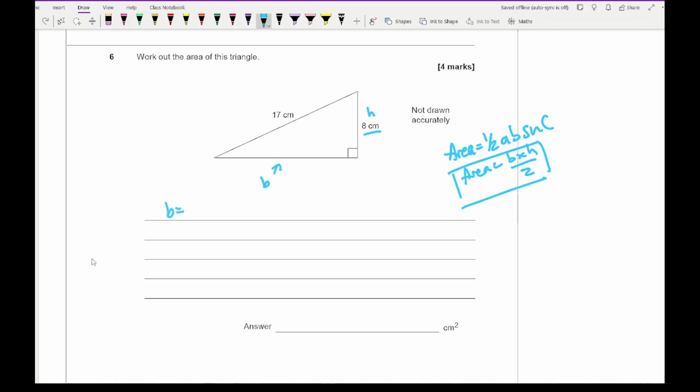So here I've got b squared equals 17 squared minus 8 squared. So b squared is going to equal, I'll just type that into my calculator, I get an answer of 225. So b equals 15. And then from this I can then work out what the area is. So the area is the base, which is 15, times the height, which is 8, all divided by 2. So 8 times 15 is 120, and 120 divided by 2 is 60.